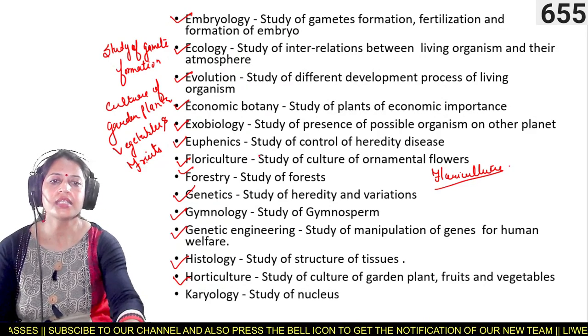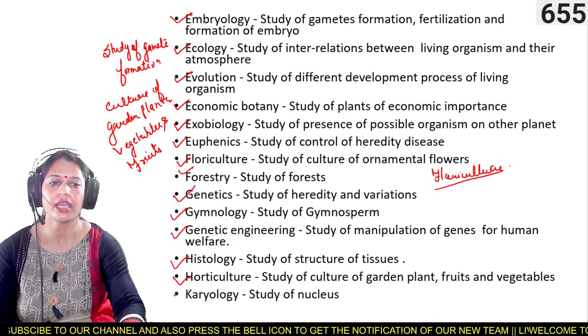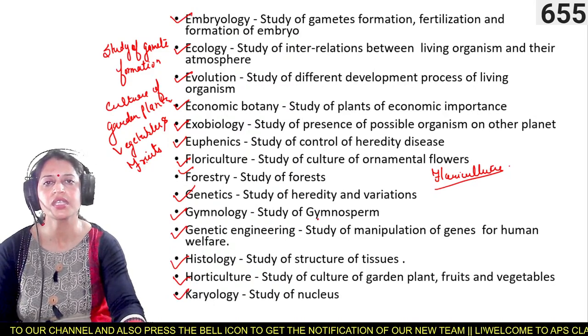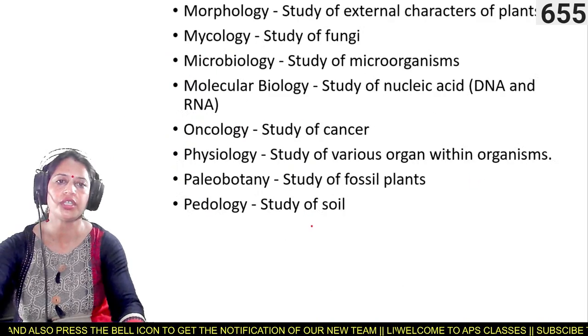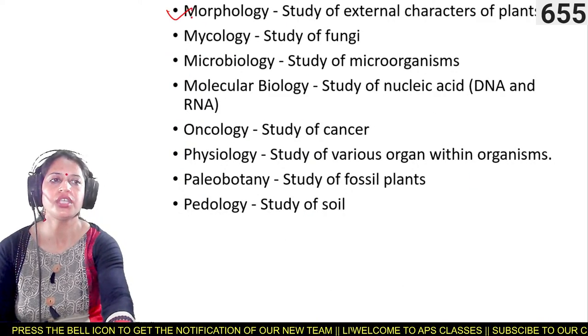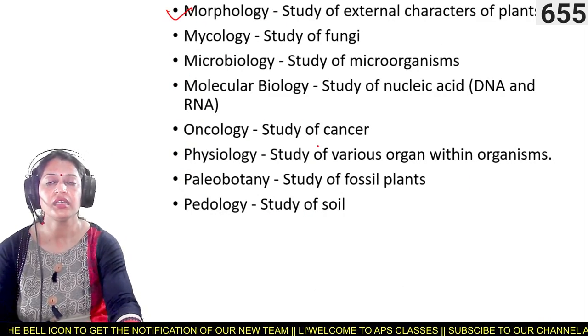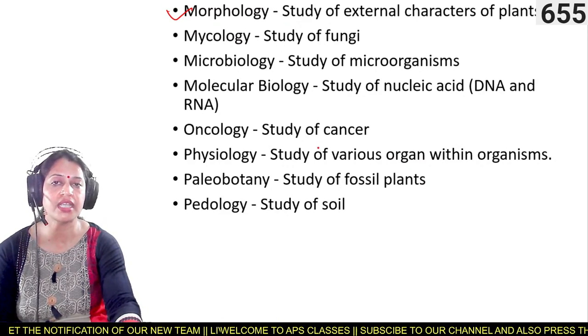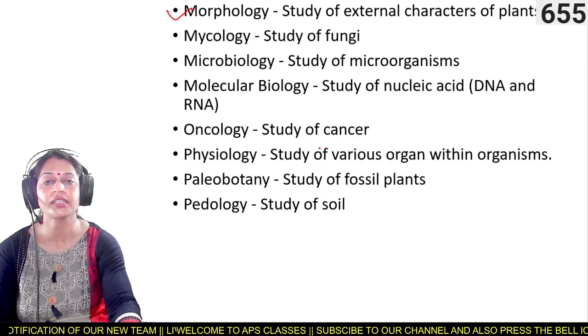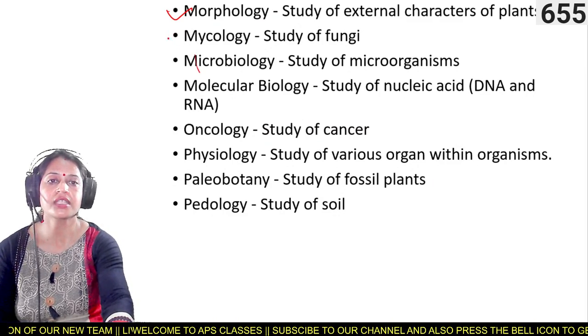And next is karyology. What do you mean by karyology? That is the study of the nucleus. The branch of biology that studies the nucleus is karyology. Next is morphology. That is the study of the external characters of the plants. Studying the external characters of plants falls under the branch of biology that is morphology.